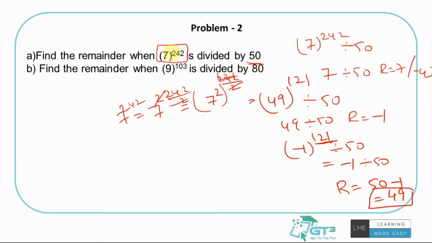So not always will the question be so easy that you will see a plus or minus 1 coming out. Sometimes it might ask you to actually do something like this, right? 7 square, 7 cube, something like that. So have a look for that always.